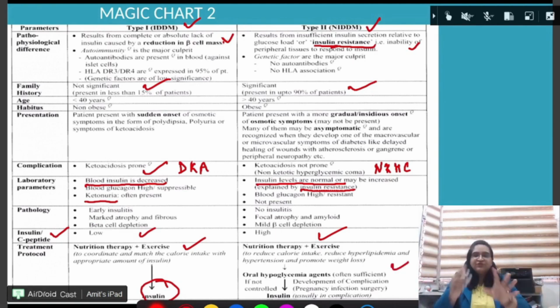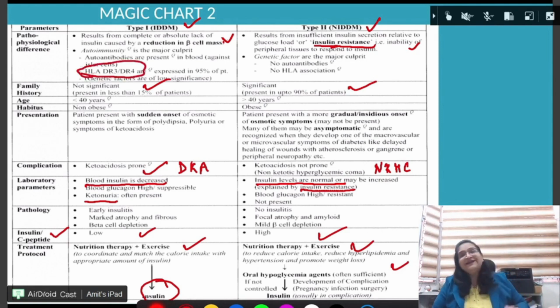First is always nutrition and diet therapy. That is the first thing we give to the patient. Then we give oral hypoglycemics. Then if they are not able to work, we give insulin. Next, this question is very important, everyone. HLA association is with type 1 insulin dependent diabetes mellitus, whereas no HLA, no antibodies are seen in type 2 diabetes mellitus. HLA DR3, DR4, DQ2, very important.